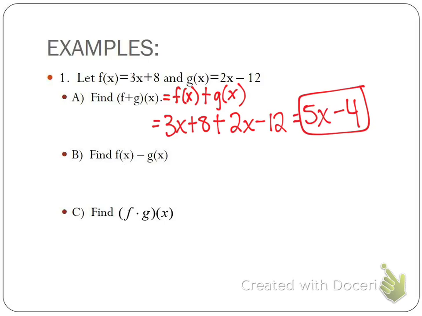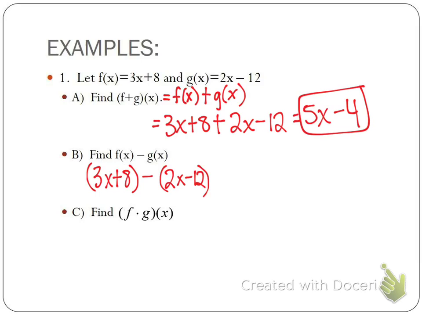Okay, next we are going to find f of x minus g of x. Now, on ones with subtraction, I like to put big parentheses with the subtraction sign in the middle. What do you think goes in the first set of these parentheses? Good. They put f of x first. F of x is 3x plus 8, so that's what I'm going to put first. Minus sign in the middle. What goes in the back?